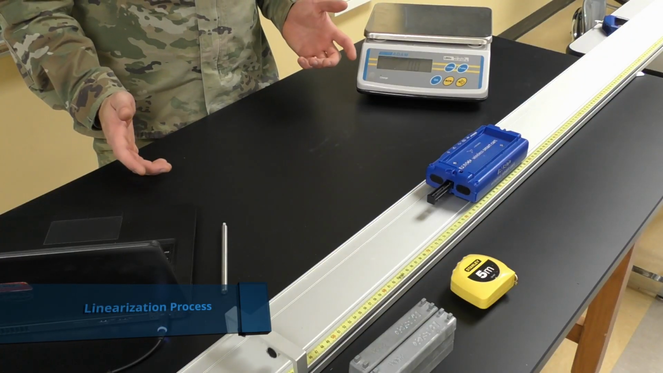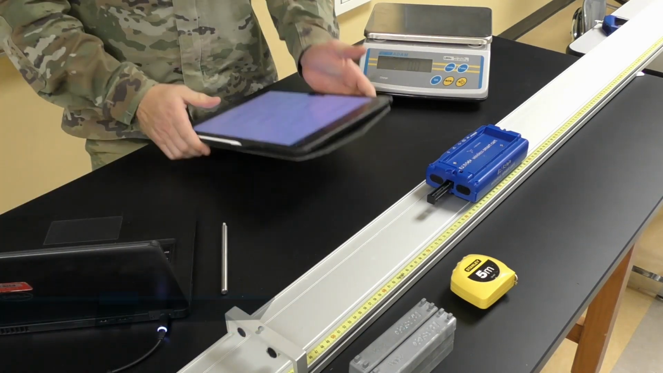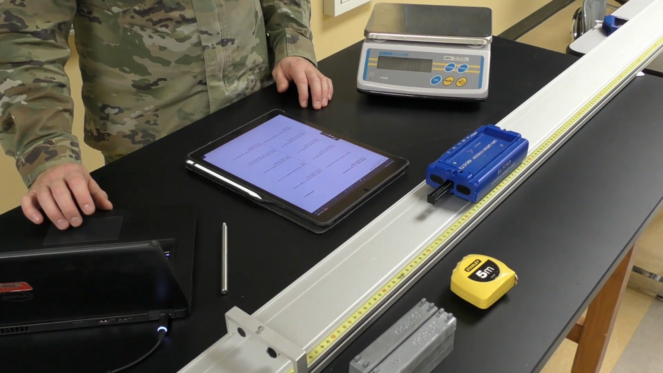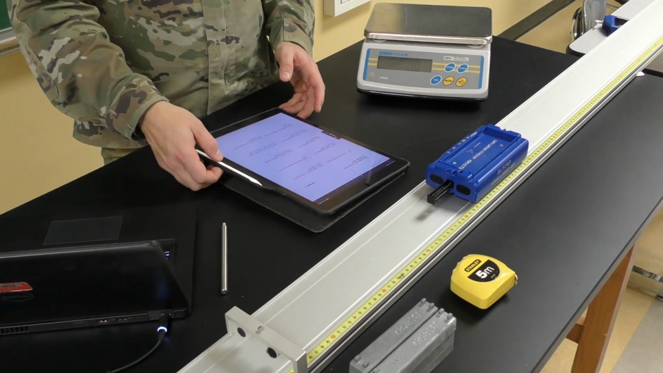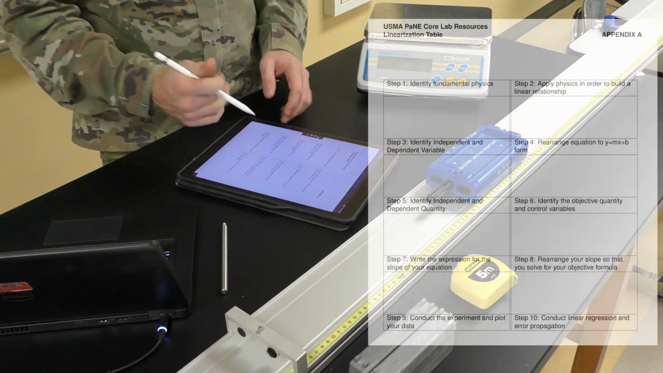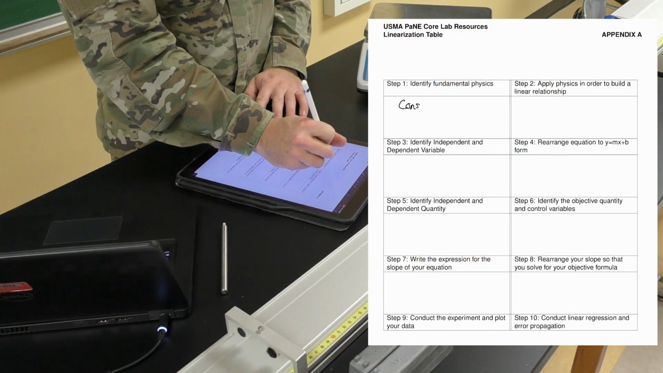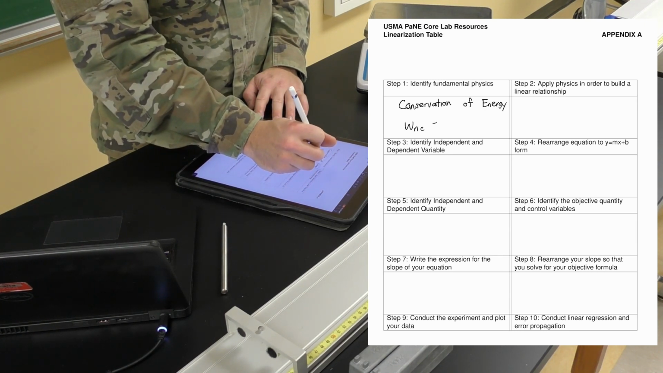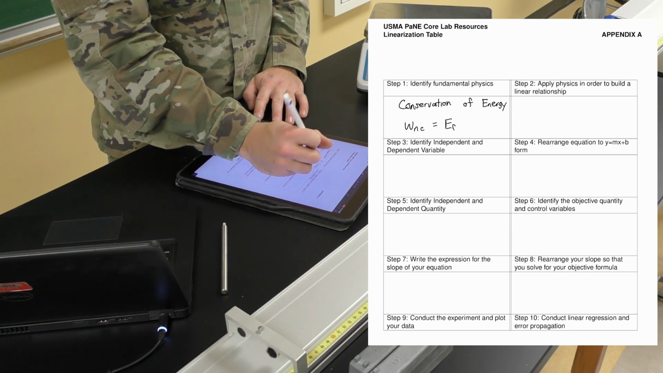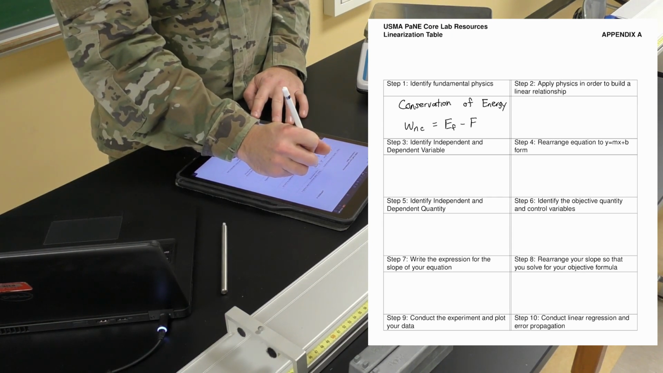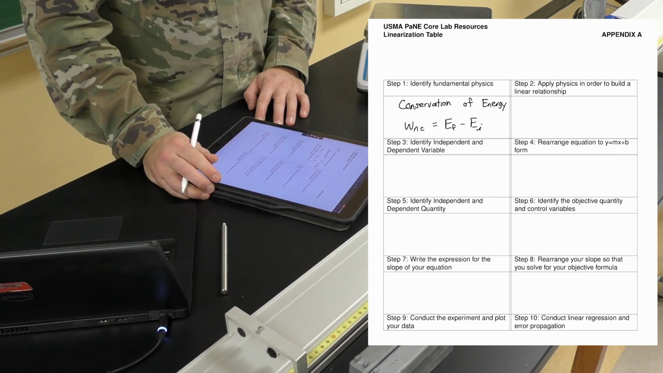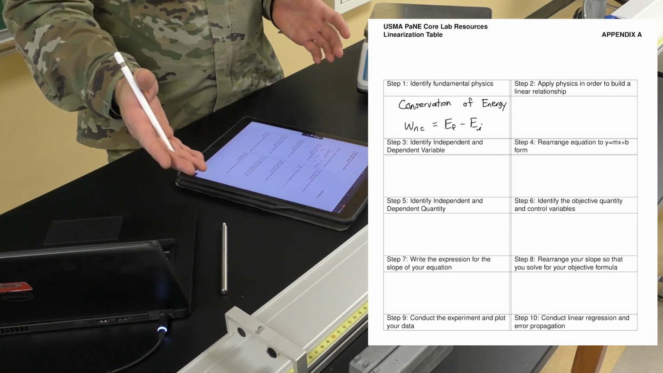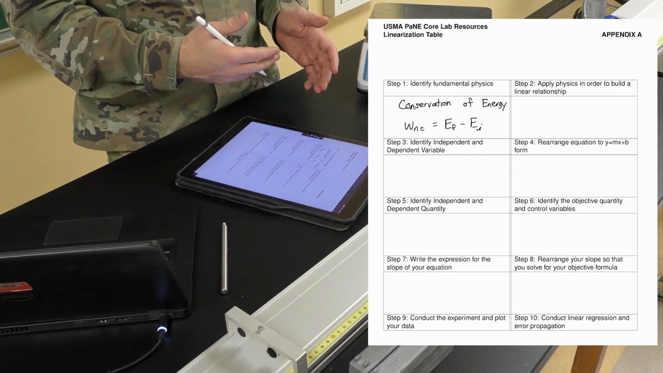So now, before we go any further, I'd like to turn our attention to the linearization. The first step of our linearization process is to identify the fundamental physics that is going to be used for the conduct of our experiment. And as I discussed already, we're going to apply conservation of energy. That is, the work due to non-conservative forces is equal to the final energy minus the initial energy. And we're assuming that since there's no friction present in our system, the work due to non-conservative forces is going to be equal to 0.